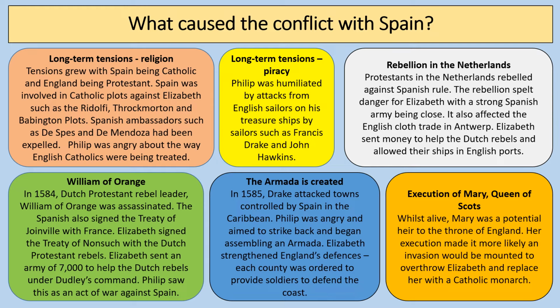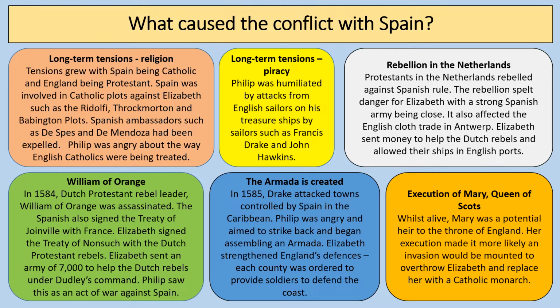The other long-term factor is around piracy. Philip is angry and humiliated by the attacks from English sailors on his treasure ships, particularly from people like Francis Drake and John Hawkins. This very much accelerates into the 1570s and the 1580s, and you've got things like Francis Drake's circumnavigation of the world between 1577 and 1580.